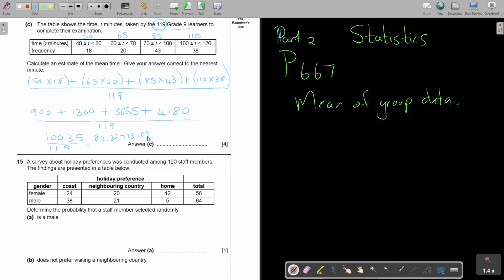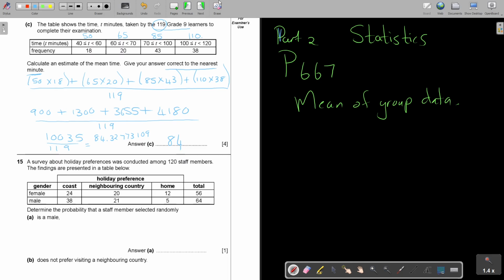Oh, but look here. Give your answer correct to the nearest minute. And if you see any other accuracy, always underline it. So to the nearest minute will not be 84.3. Then you would have lost a mark. The nearest minute will just be 84. So please, if you see something like that, underline it, that you don't forget.